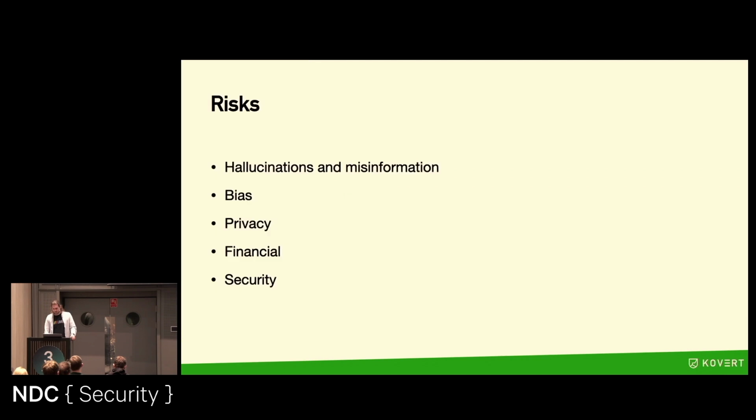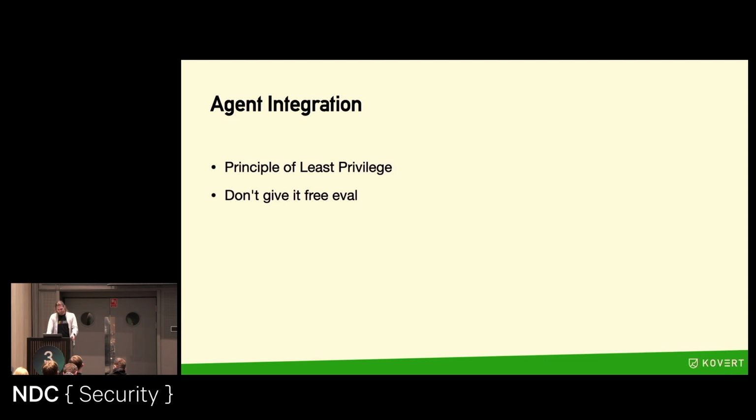Right. So mitigations. As I said, some of this is hard to mitigate, and there's no really good solution to a lot of it. Some of the risks: hallucinations and misinformation, bias, privacy, financial, security, all of the normal risks you have for an application typically. The hallucinations and misinformation is obviously way higher if you're using large language models.